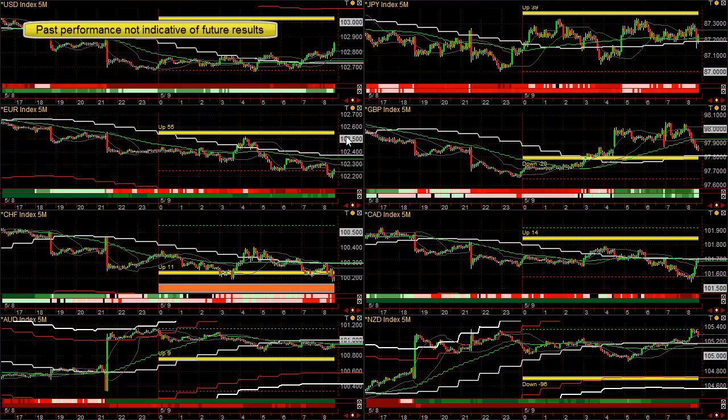At 8:30 right here, the dollar's going up. The CAD is likely to reverse. So you could look for a dollar CAD buy at 8:30. Let's bring that up and take a look at that.